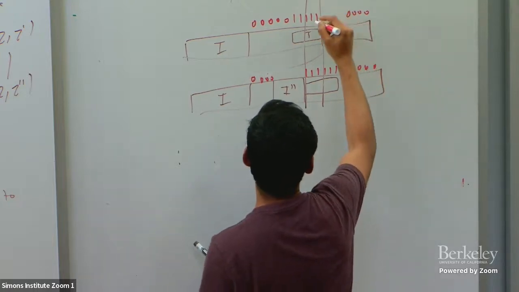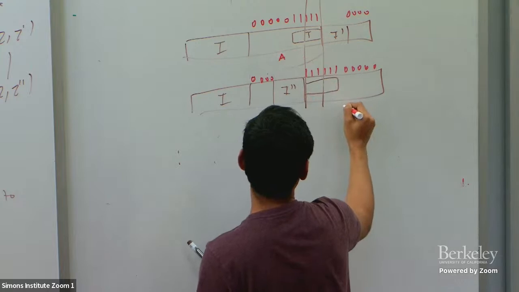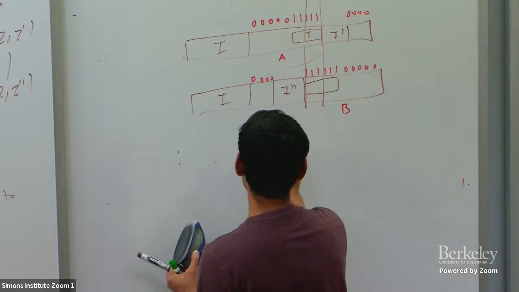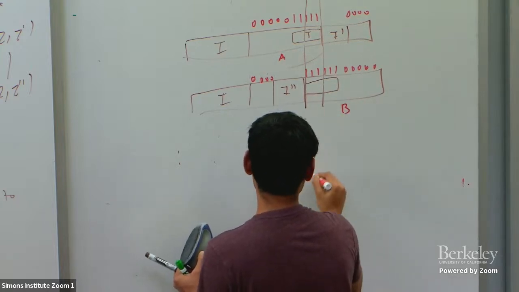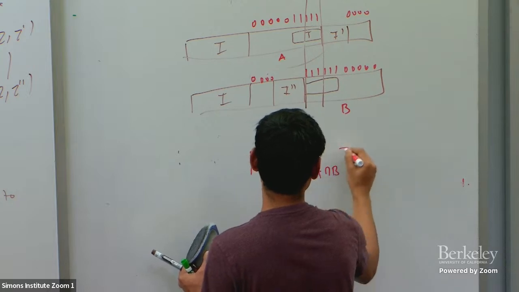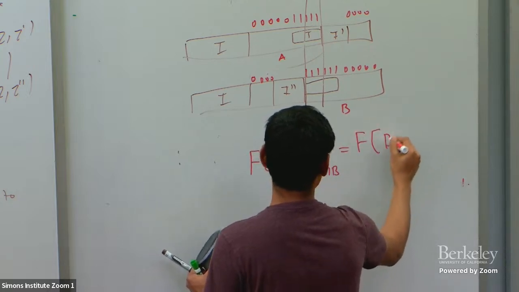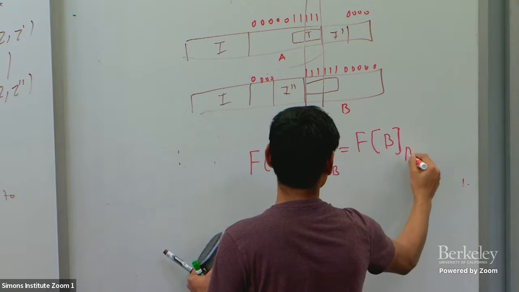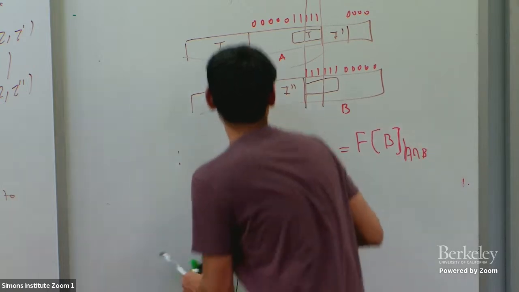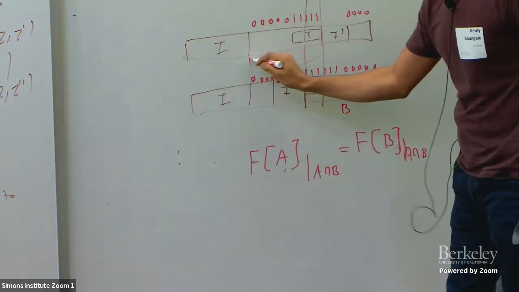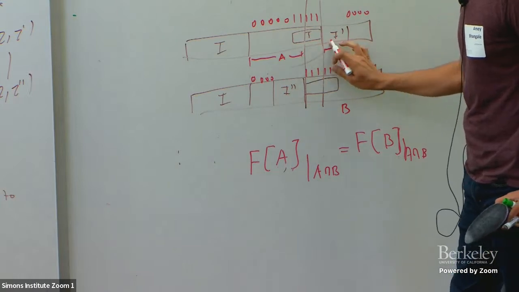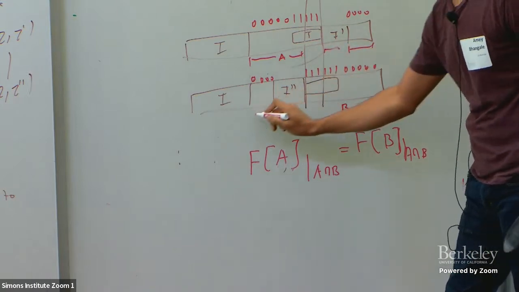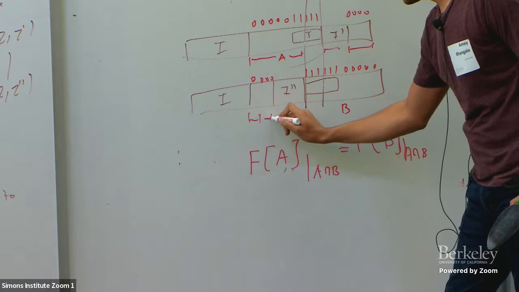Let me call the set of live variables here A and the set of live variables here B. So this is the same as saying F of A restricted to A intersection B is the same as F of B restricted to A intersection B. So the set A is basically the set of live variables here, and set B is the set of live variables here.